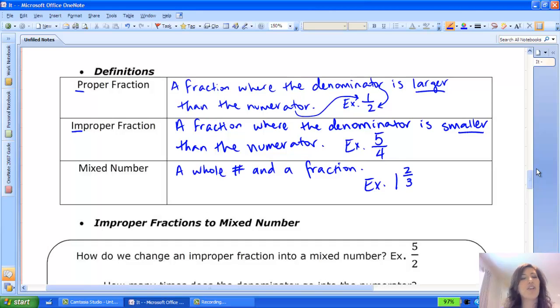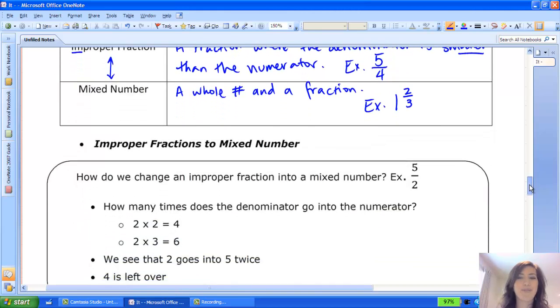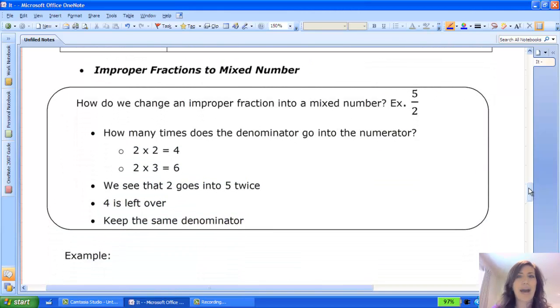So you need to know the difference between the three of these definitions, and we also need to know how to move back and forth between improper fractions and mixed numbers. So how do we do that then? An improper fraction to a mixed number. 5/2. Well, we can express this as a mixed number.